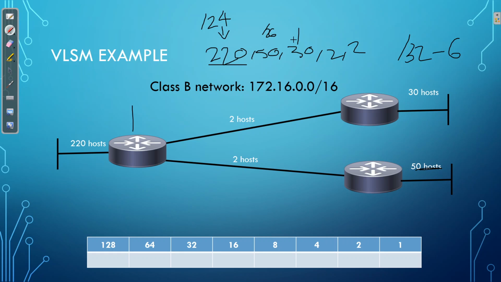Now moving on to this guy over here. 30, that's going to be 5. 32 minus 5 is going to be 27. My subnet mask for this one's going to be a /27. And for these two, this is a bit tricky.